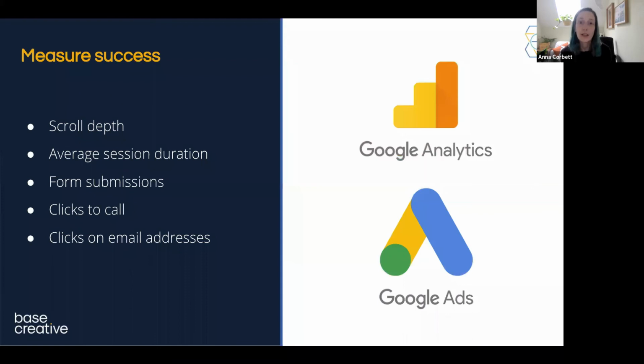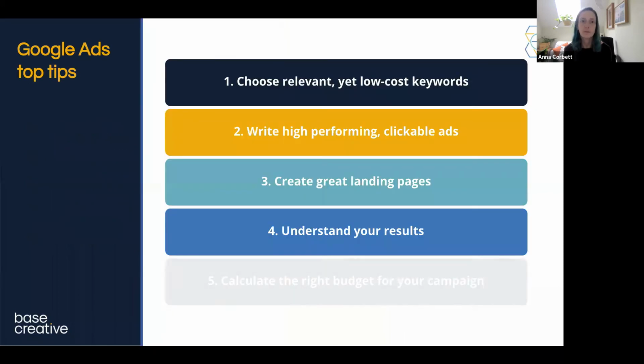To be able to do that, you just need to connect your Google Ads account to your Google Analytics account and make sure you track things like general page engagement statistics, which could be things like scroll depth, how far people scroll down the page, or the time they spend on the page, as well as those hard KPIs like form submissions or clicks to your phone numbers or clicks to email addresses, because those represent an inquiry, and that's really what we're all here for. That's the goal of your campaign.